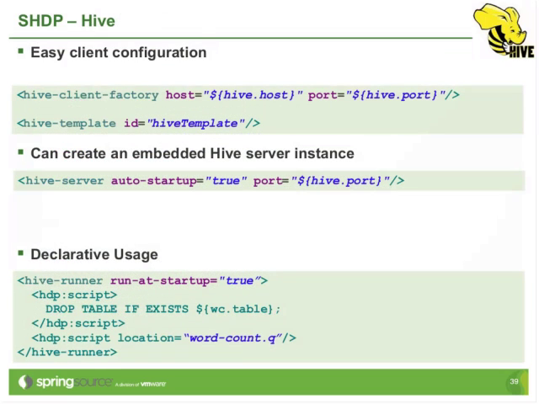Now, with Spring for Apache Hadoop, we simplified a lot of that. We give you a nice declarative configuration, so you can just create this client factory. You specify the port and the host, and that's it. We automatically take care of creating a new instance every time you need one. You can use a Hive template. I'll just show that in a moment.